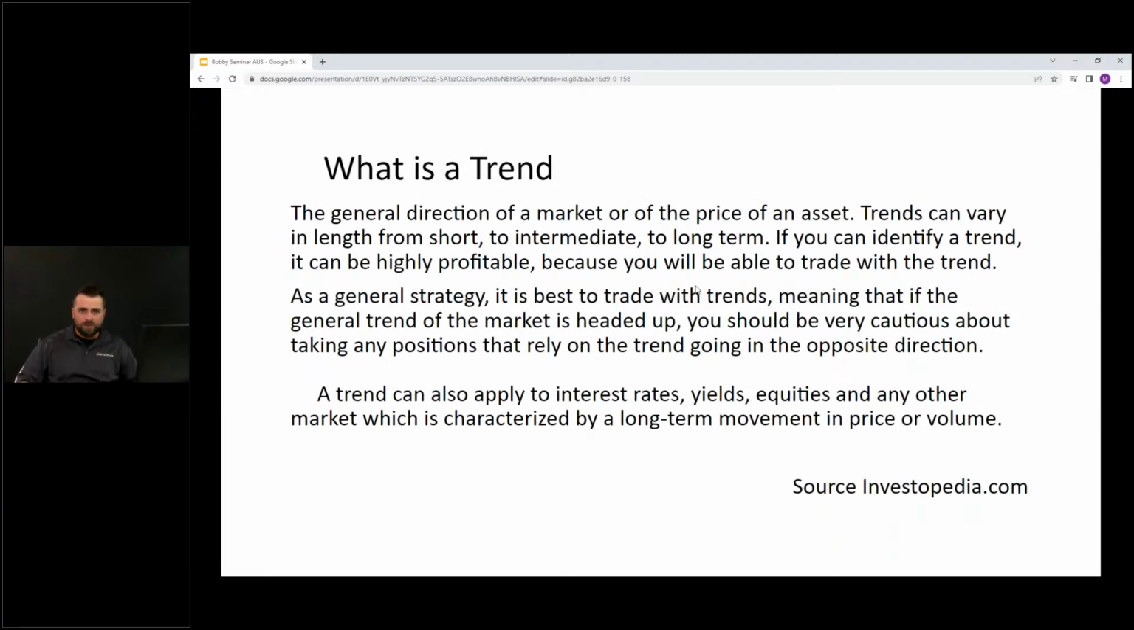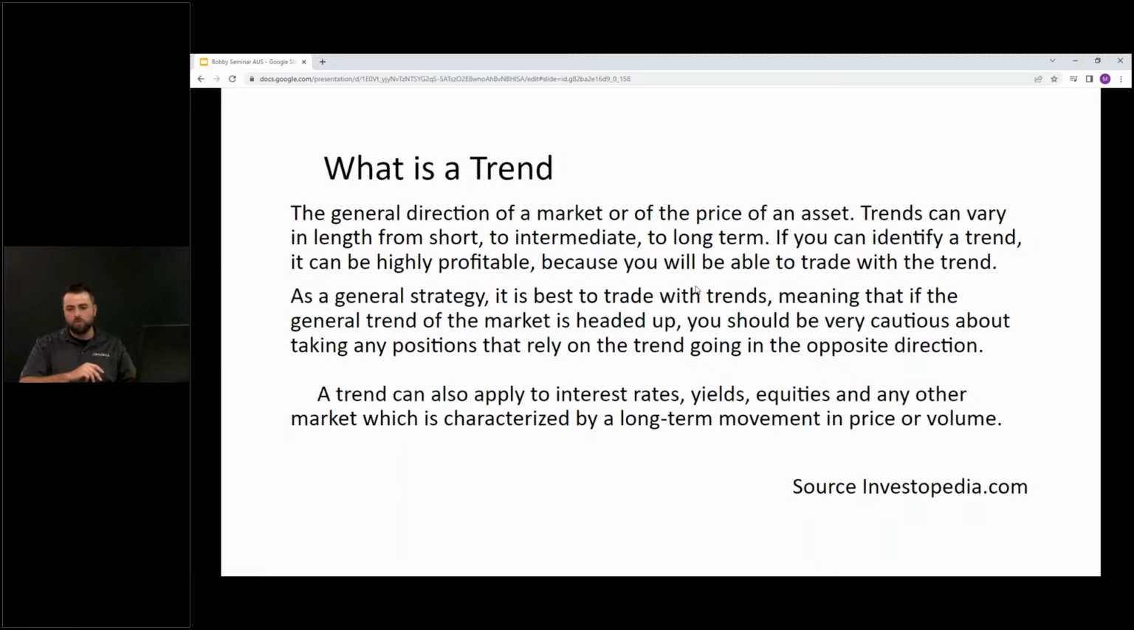And just to go into that a little bit more in depth, to keep at the basics here so everyone's able to easily follow along, I want to talk about a trend. Now, what is a trend? The general direction of a market or of the price of an asset. So trends can vary in length from short to intermediate to long term. If you can identify a trend, it can be highly profitable because you will be able to trade with the trend. And that's something really big.